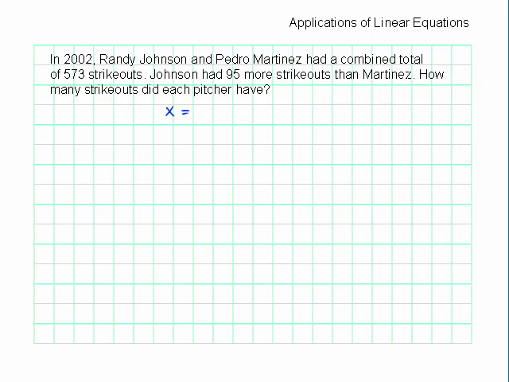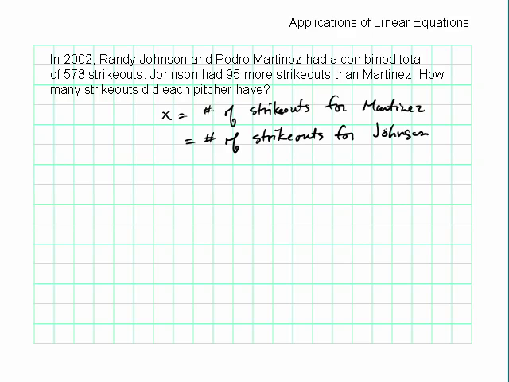So if we let x equal the number of strikeouts for Martinez, then what would be the number of strikeouts for Johnson? Well, the problem says Johnson had 95 more strikeouts than Martinez, so that would be 95 plus the x. If x is Martinez's strikeouts, then Johnson has 95 plus that. So I've defined my variables.